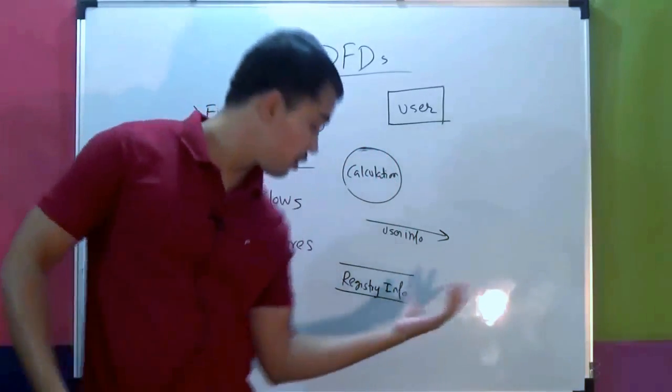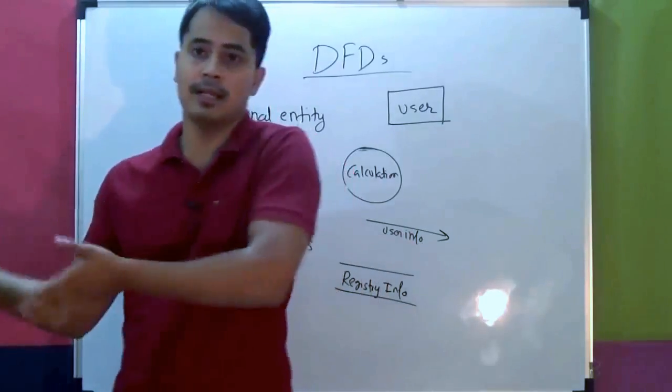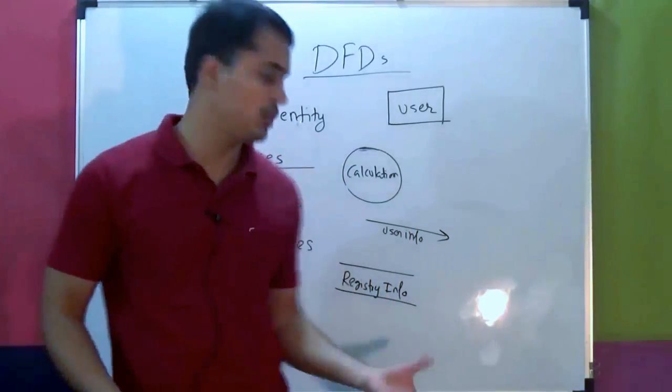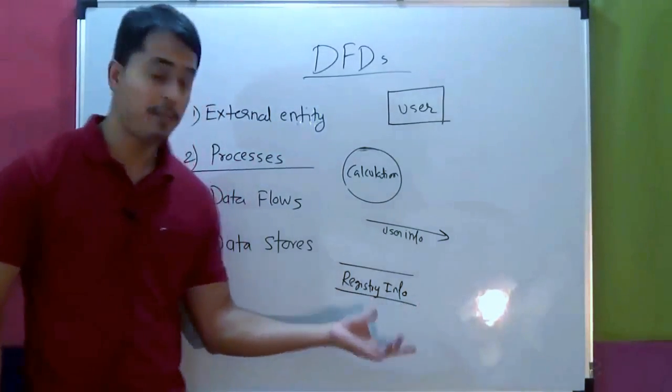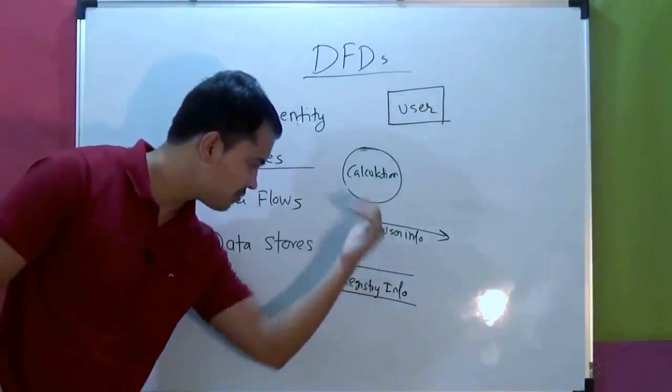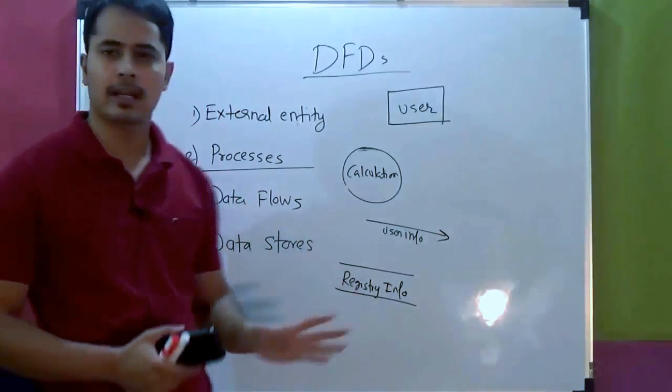Your database table could be a data store. Your files too; some people do not use a database, they store data in files. Files could also be data stores. So those are all called data stores. Data stores are depicted like this, between two parallel lines. A few rules regarding data stores.